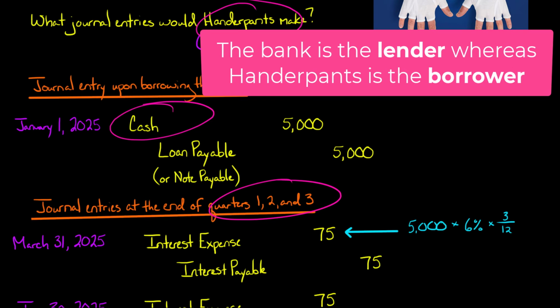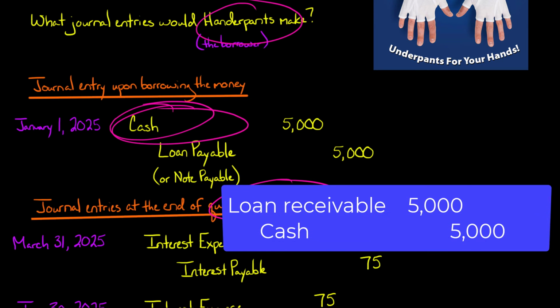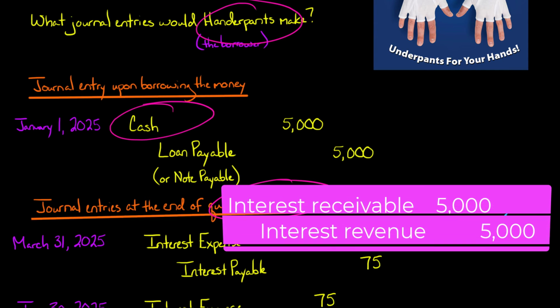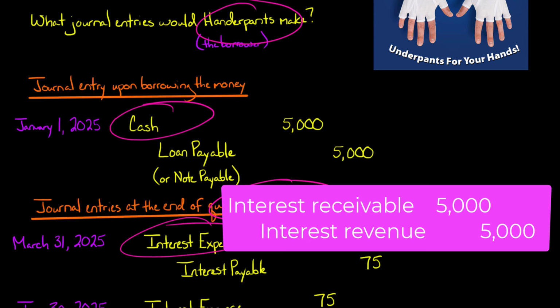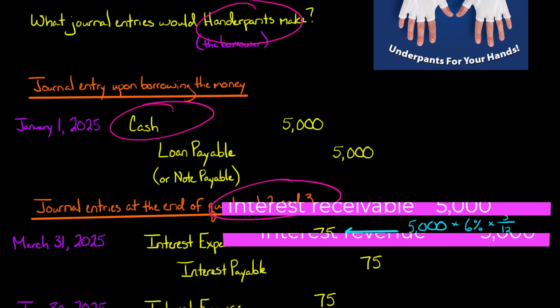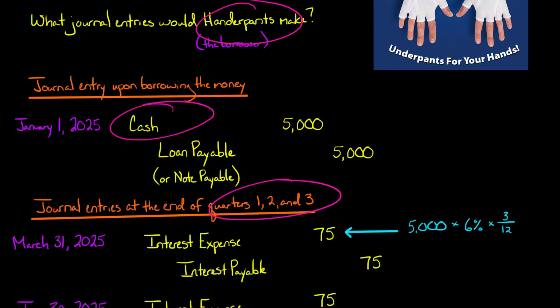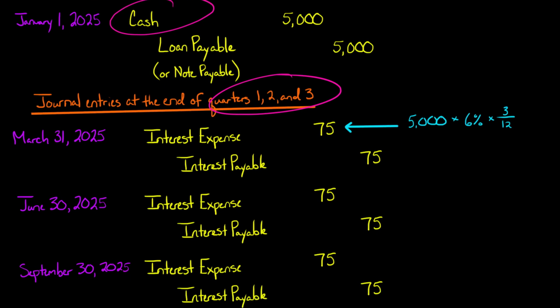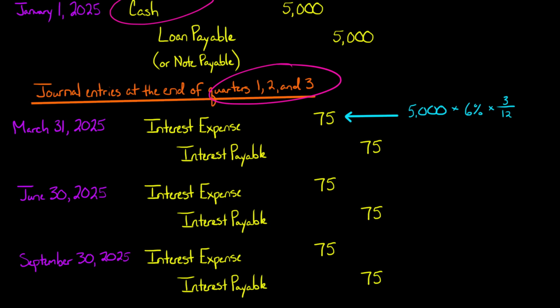Now, if you are wondering about the perspective of the bank, by the way, when they actually made the loan, they would have debited loan receivable and credited cash, okay? And instead of debiting interest expense, they would have debited interest receivable and then credited interest revenue. That's the perspective of the bank. I'm focusing mainly on the borrower, but I just wanted to let you know the perspective of the bank if you were curious.